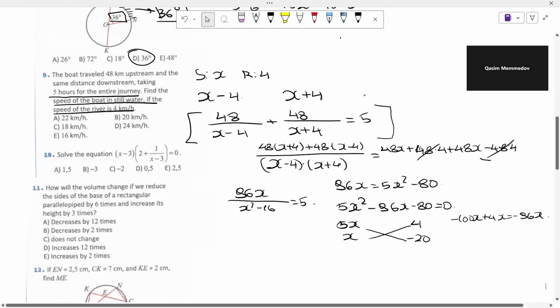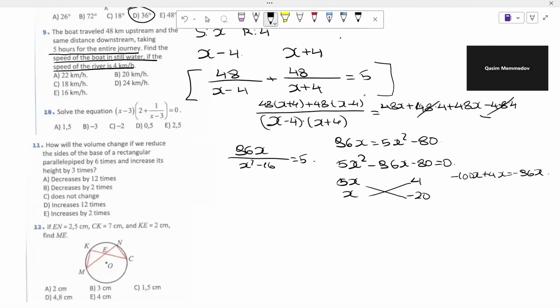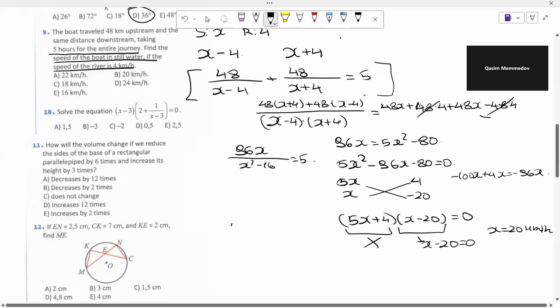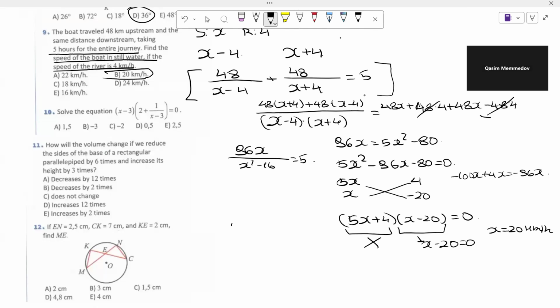Let's continue. The final step is like that: 5x plus 4 multiplied by x minus 20 equals 0. The root in this bracket is negative, that's why we can't choose it, because speed never can be negative. And when we write x minus 20 equals 0, x must be 20 km per hour. Answer is B. I chose the second way for solving this equation, but you can write the variants one by one instead of x, and you can find the answer easily.